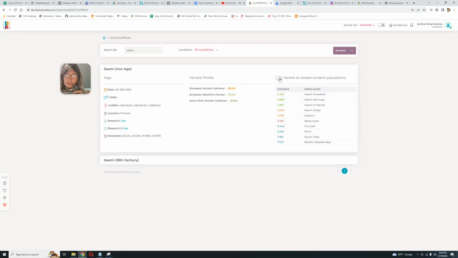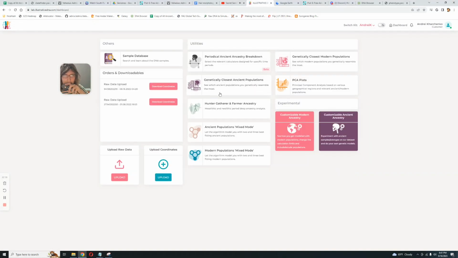This is how you use this, but you can switch to ancient populations. It is most similar to Volga Finn Iron Age, followed by Karasuk, followed by Tagar, followed by Sargat and Kimerian. So you can switch between modern and ancient populations. Very interesting stuff. What else can you do with IllustrativeDNA?